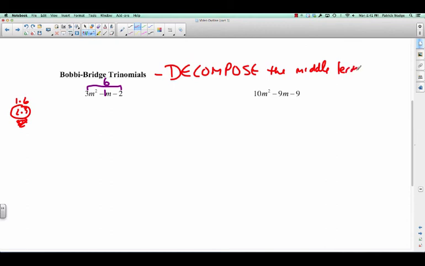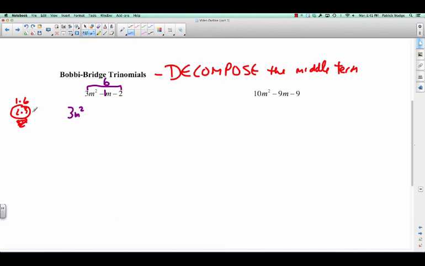And when something decomposes, what does it do? It breaks down, and that's what we're going to do. We're going to break down this middle term. So what we do is we rewrite the first term, 3m squared. But we got to break this middle term down using these terms here. So -1m, and we have to use these two numbers.